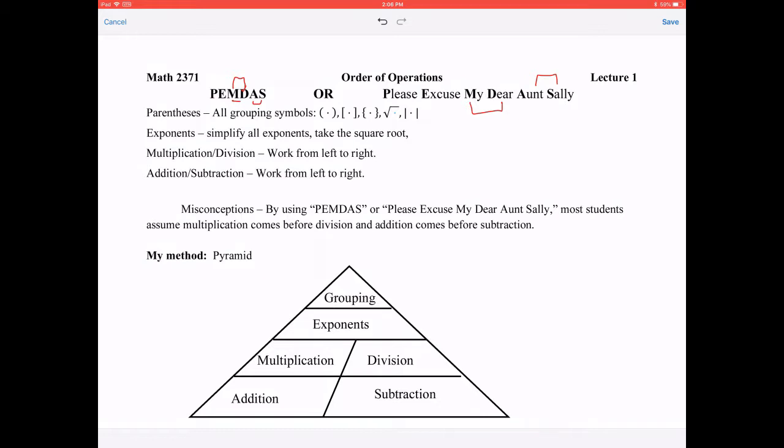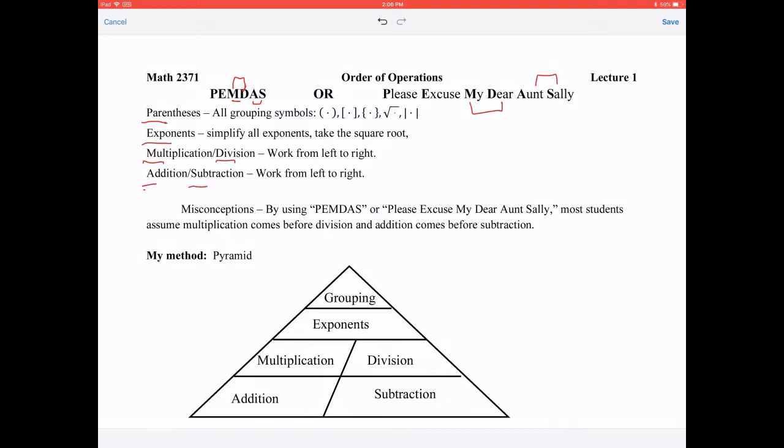Now, let's go back over these real quick. The P stands for parentheses, the E stands for exponents, the M for multiplication, the D for division. Those are worked from left to right. The A is for addition, and the S is for subtraction.